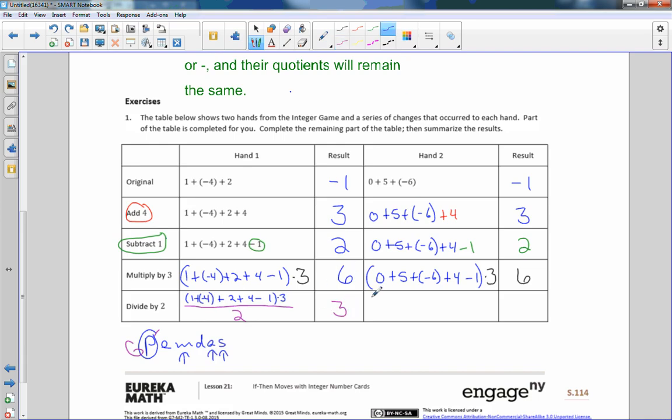And again on this side, if I have 0 plus 5 plus negative 6 plus 4 minus 1 times 3, and then I finally divide all of that by 2. That adds up to 6, or this adds up to 2 times 3 is 6. Divide that 6 by 2, and we're back to 3. Okay, so there we go.